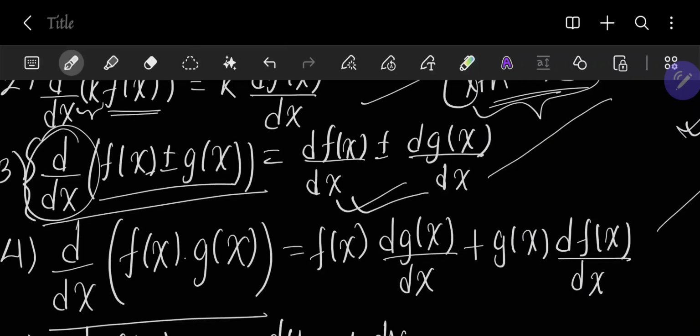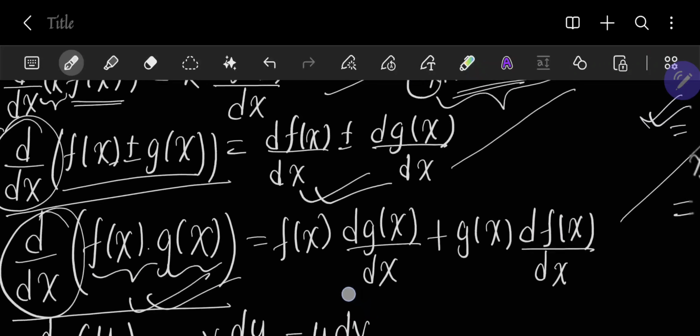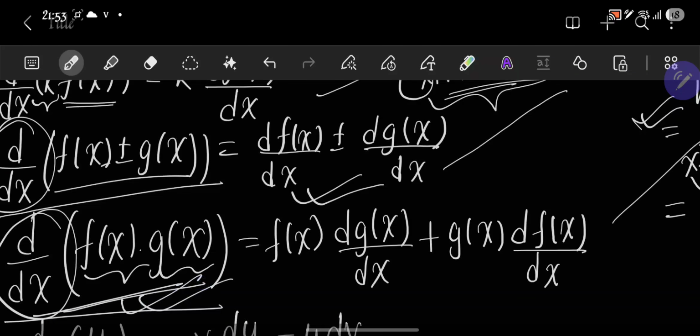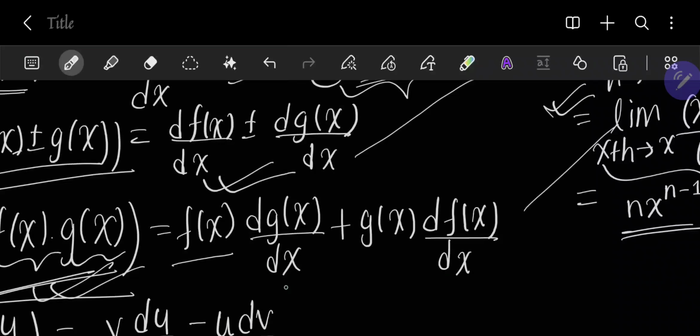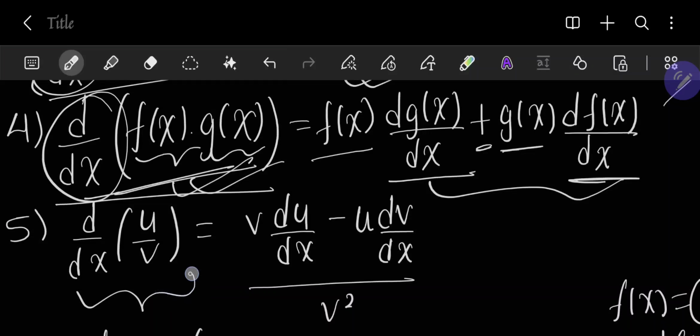Now, in multiplication, this is called the product rule. In multiplication of two functions, if we're taking the derivative of the product of two functions, let's say f(x) and g(x), then this is actually equal to f(x) times the derivative of g(x) plus g(x) times the derivative of f(x), all with respect to x. Now, after that, we have something called the quotient rule.